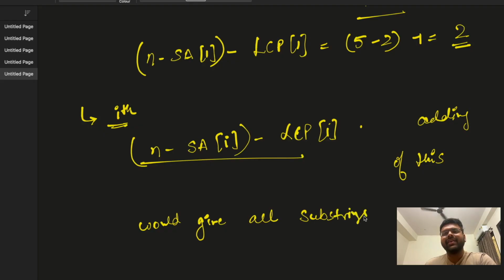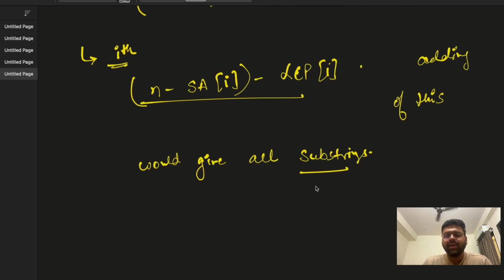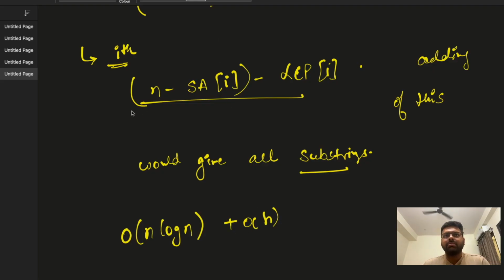So in this way we have come to a solution for how to calculate all of the substrings in a very optimal fashion. Here the time complexity will be big O of n log n plus big O of n to calculate this particular thing, big O of n. So this would be the net complexity.